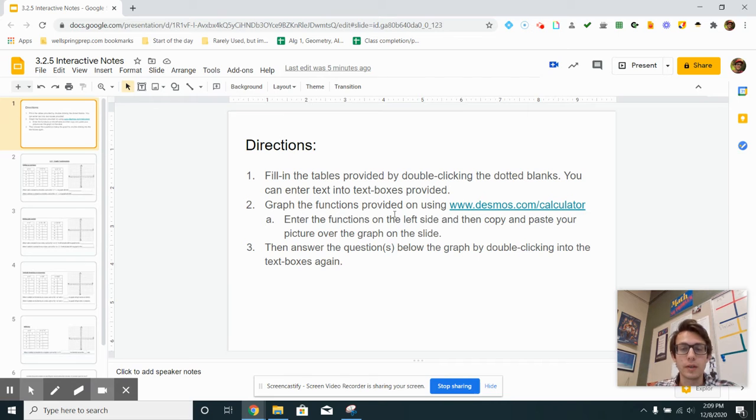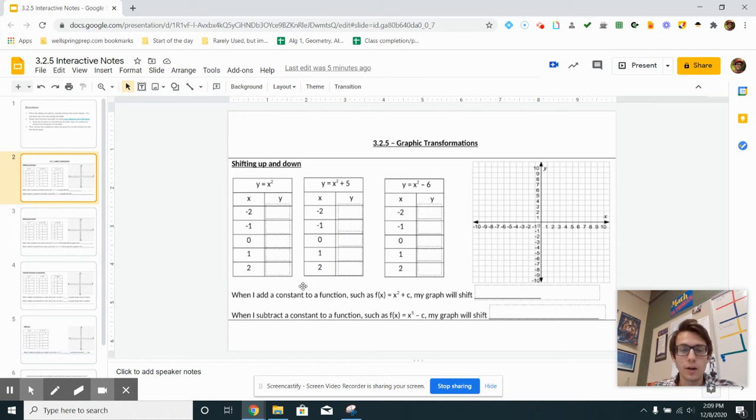So what you're going to be doing here is, step one says fill in the tables provided by double clicking the dotted blanks. You can enter text into the text box provided. All these dotted blanks, these are these things here. These are our text boxes. What I want you to do is fill out these tables for these functions.